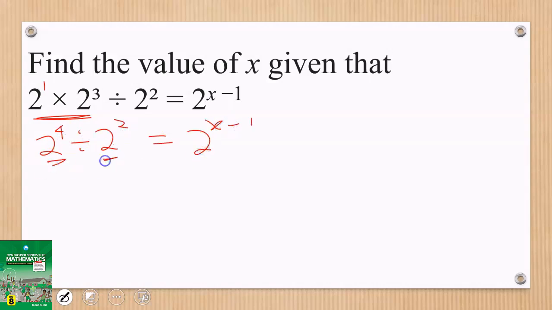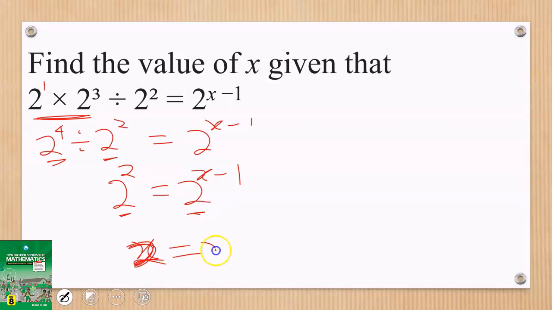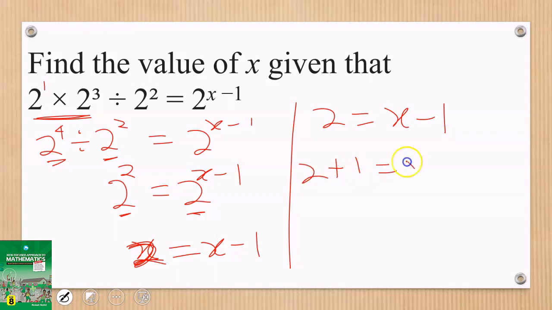Since the bases are the same and we are dividing, we subtract the exponents, so we have 2 exponent 3 is equal to 2 exponent x minus 1. According to the rule that we just saw, if the bases are the same, we equate exponents. So 3 is equal to x minus 1. If you make x the subject, we have 3 plus 1 is equal to x. Therefore, x is equal to 4, and that answers the question.